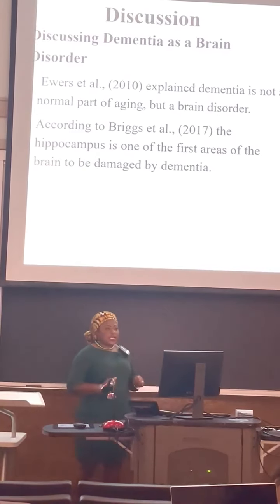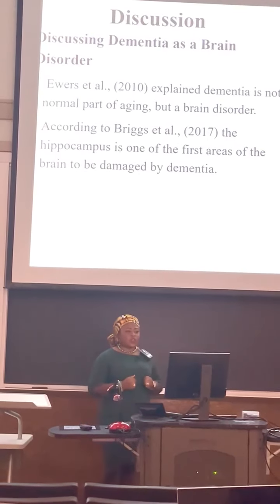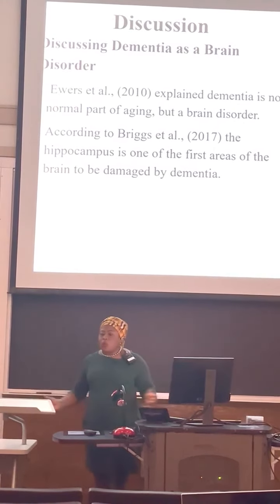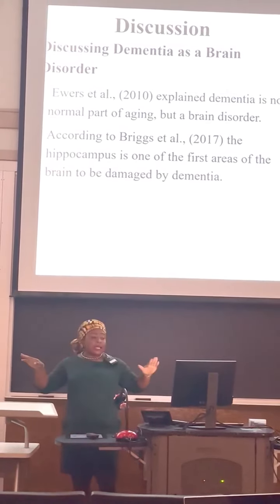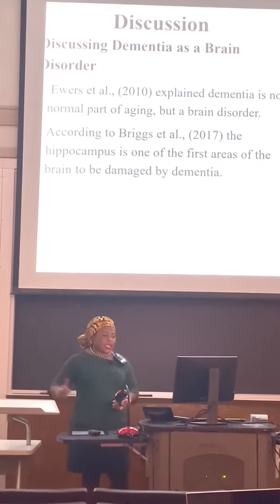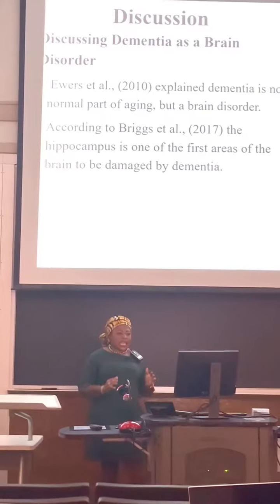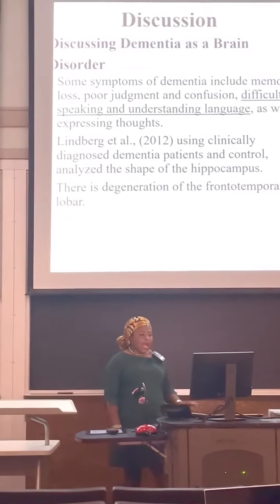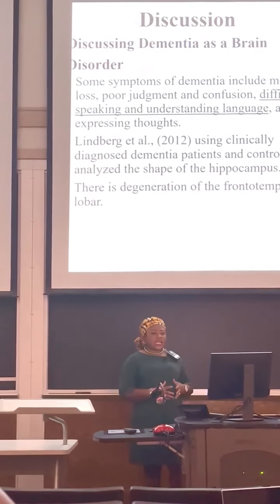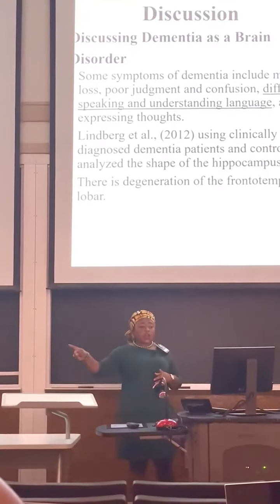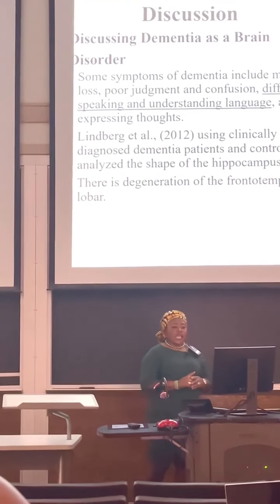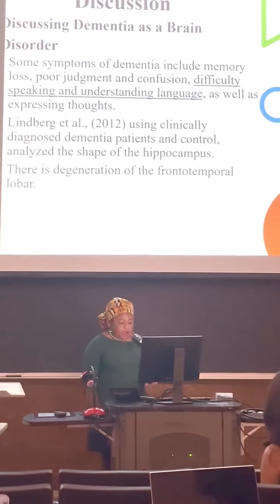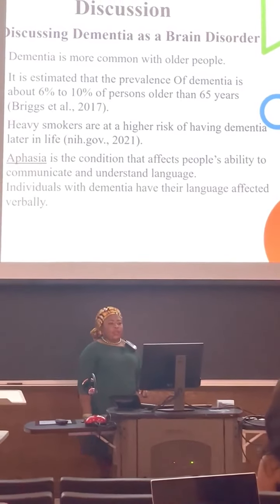Now, let's move on. Let's get to the discussion. Edwards et al. 2010 explained that dementia is not a normal part of aging. People feel like once you're age 65, you should have dementia. No, it's not a normal part. But it's a brain disorder, like I said initially. And then they continue to say that the hippocampus is one of the first areas of the brain to be affected by dementia. So using clinically diagnosed dementia patients with control, they analyzed the shape of the hippocampus, and there is degeneration of the frontotemporal lobe. Now, let us look at it.